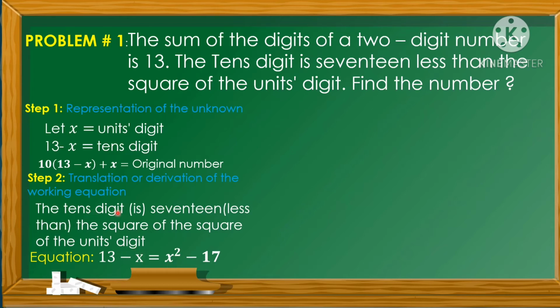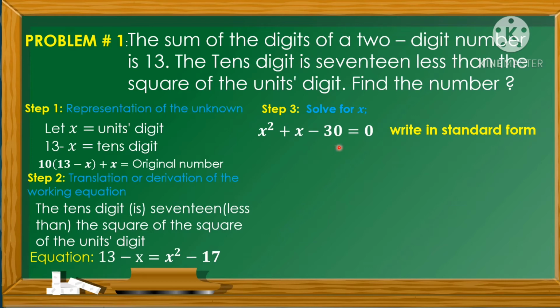Okay, kasi yung tens digit, so 13 minus x, yung "is" equal, then 17 less than the square of the units, so ibig sabihin, the square of the units, then "less than" minus 17, yung parang pabalik yung pagsasalin into mathematical symbols. So, hindi siya pwedeng 17 minus x squared. It should be x squared minus 17. So, that's the equation now. So, we are going to solve this equation to find the value of x. So, you have to write this equation in standard form. So, kaya yan naging x squared plus x minus 30.